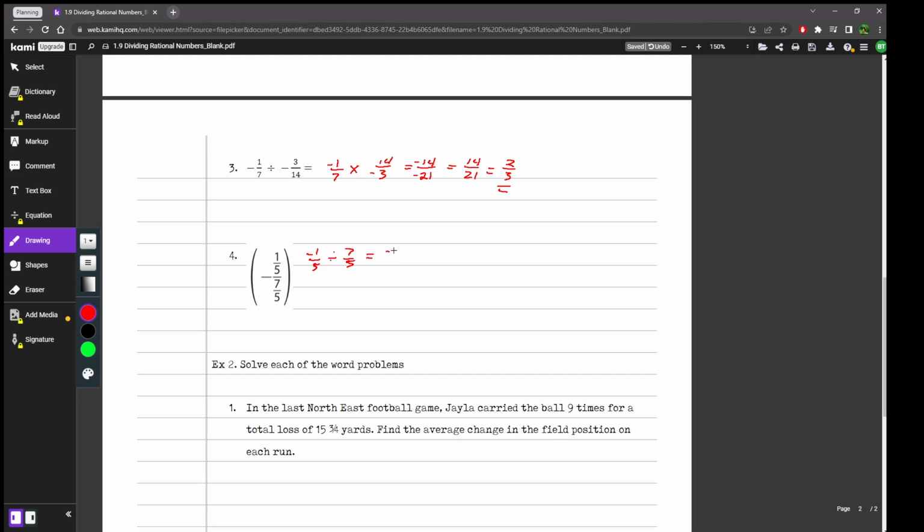Well, I want to carry over my -1/5, and I'm going to turn it into a multiplication problem. So I'm going to multiply by the reciprocal. -1 times 5 is -5. 5 times 7 is 35. Well, I can reduce that. They're both divisible by 5, so I end up with -1/7.